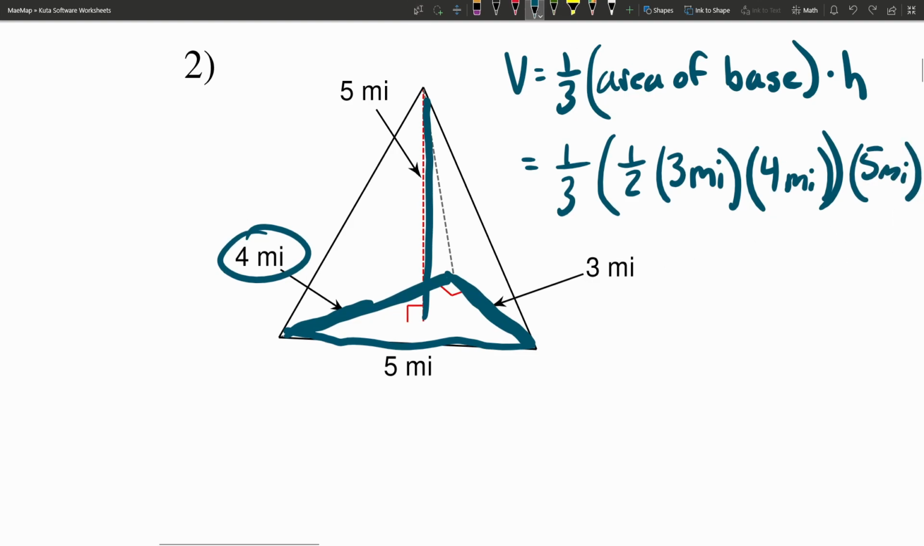So working this out, we can actually multiply 1/3 by 3, that becomes a 1, and then 1/2 times 4 becomes a 2.